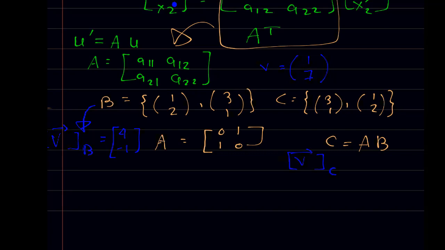What are the coordinates here? But we already know the answer. It turns out the coordinates are -1 and 4. So we found the answer in a different way, and now we find the answer in yet another way. Okay, so what's the plan?